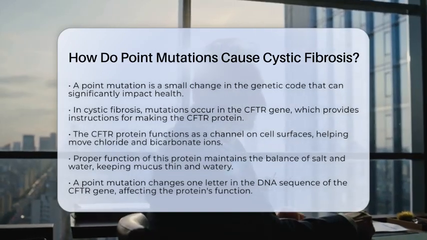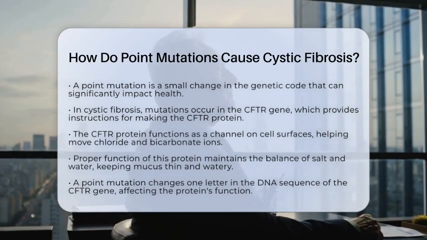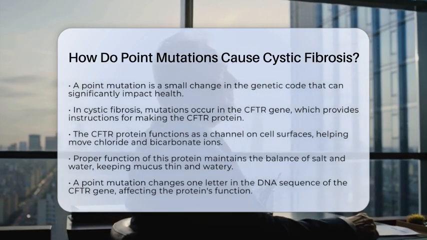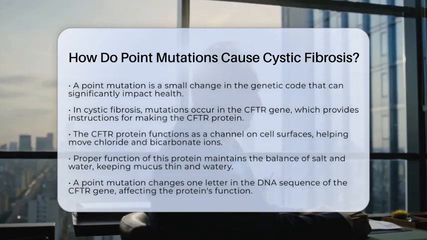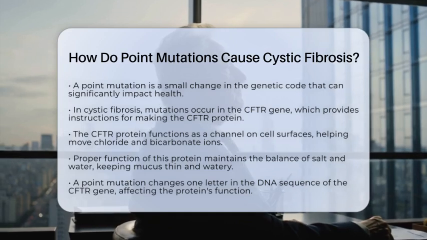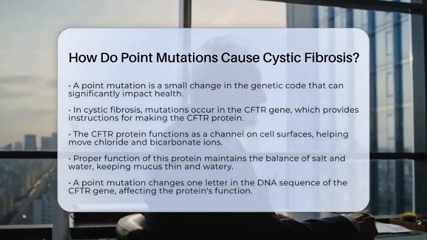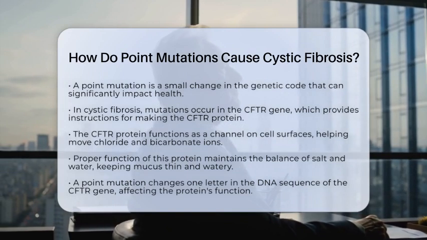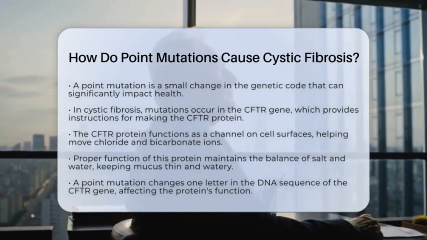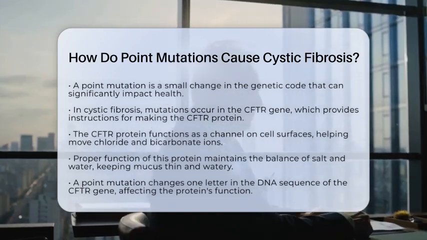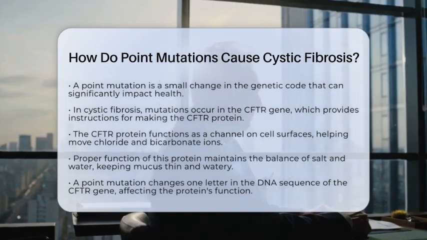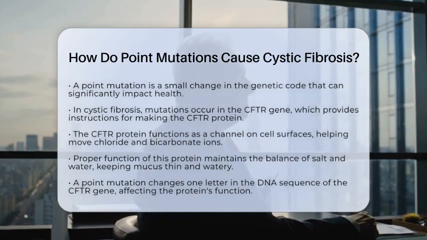This gene is like an instruction manual for making a special protein called the CFTR protein. This protein acts as a channel on the surface of cells in organs like the lungs, pancreas, and sweat glands. Its job is to help move chloride and bicarbonate ions in and out of cells, which is essential for keeping mucus thin and watery. When the CFTR protein works properly, it helps maintain the right balance of salt and water, so mucus can do its job without causing problems.